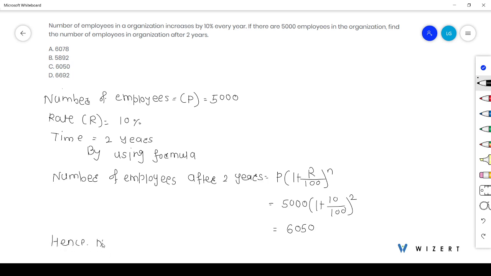Hence, number of employees in the organization after 2 years will be 6,050.